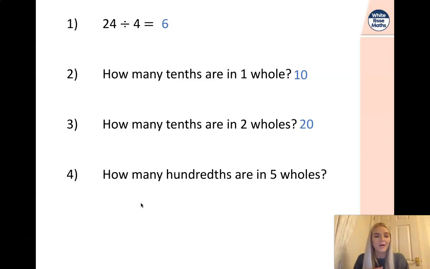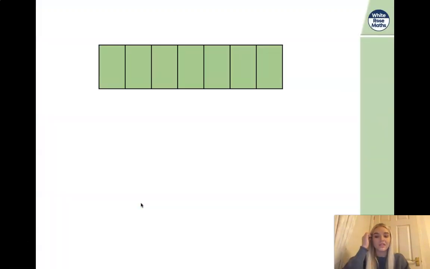Now this one, how many hundredths are in 5 wholes? Well, if one whole has 100 hundredths, how many does 5 wholes have? 500. And this is going to be the focus of today's lesson.